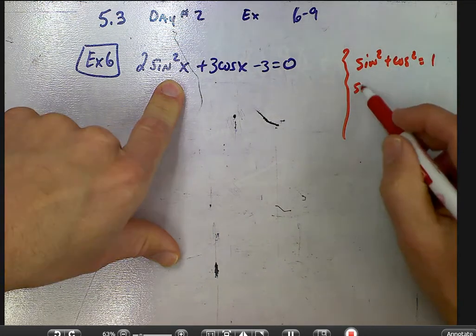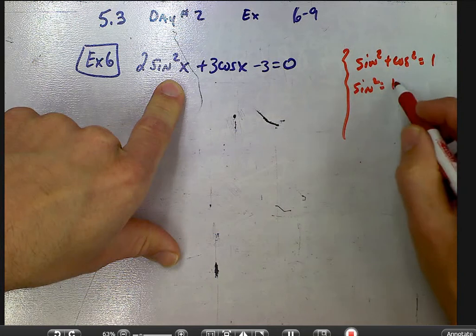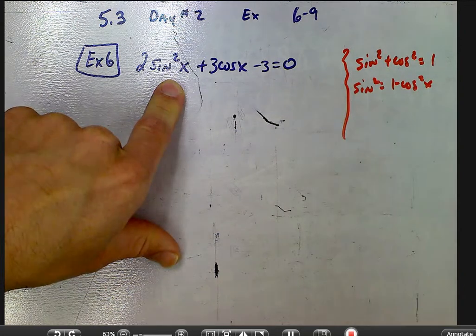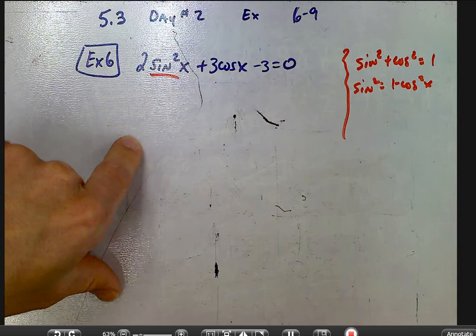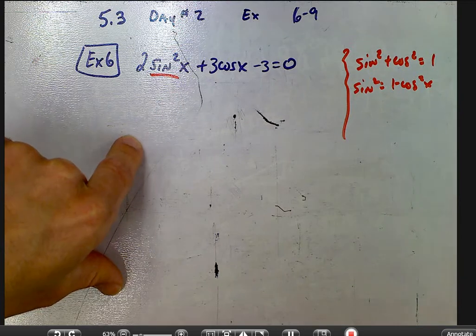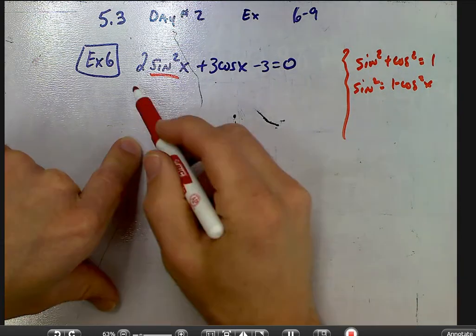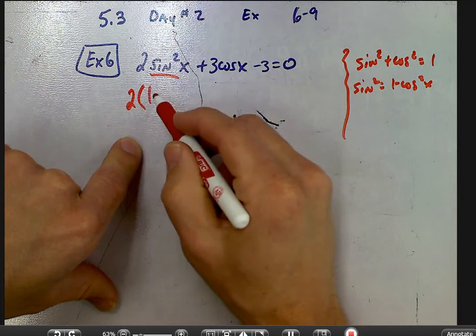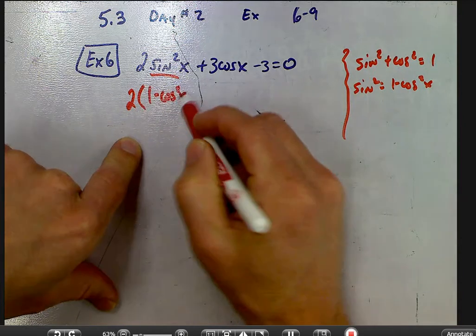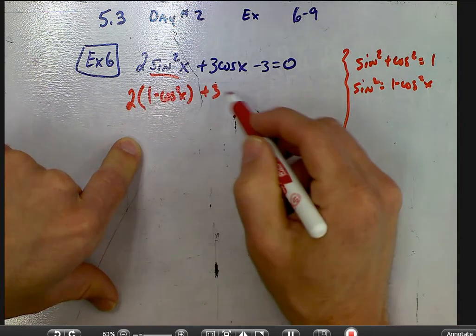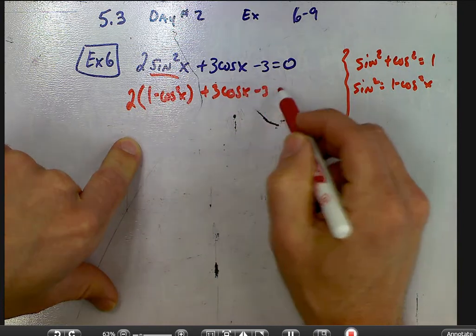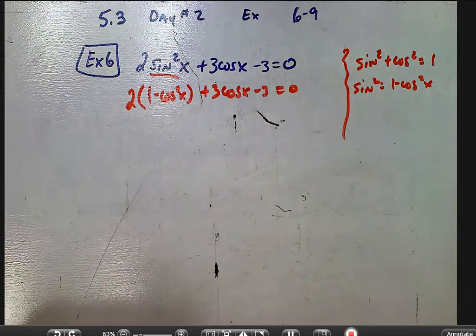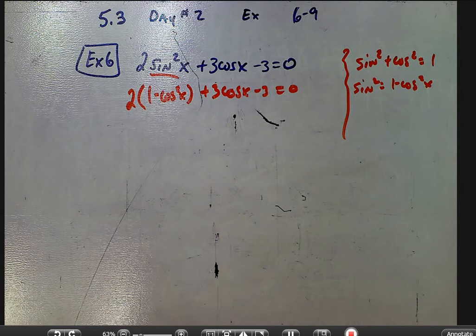So sine squared equals 1 minus cosine squared of x. So I'm going to take out sine squared of x, and I'm going to put in 1 minus cosine squared. So it gives me 2 times 1 minus cosine squared of x plus 3 cosine of x minus 3 equals 0. And I did this so I'd have one trig function in the equation and not two.